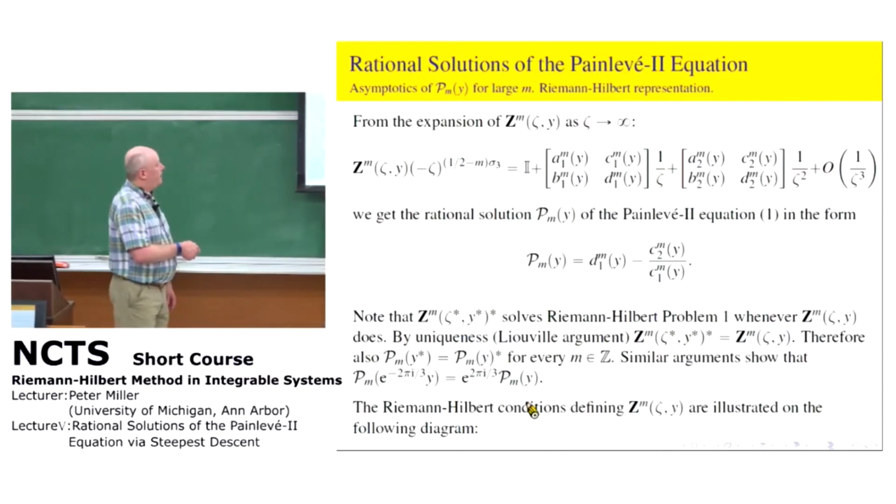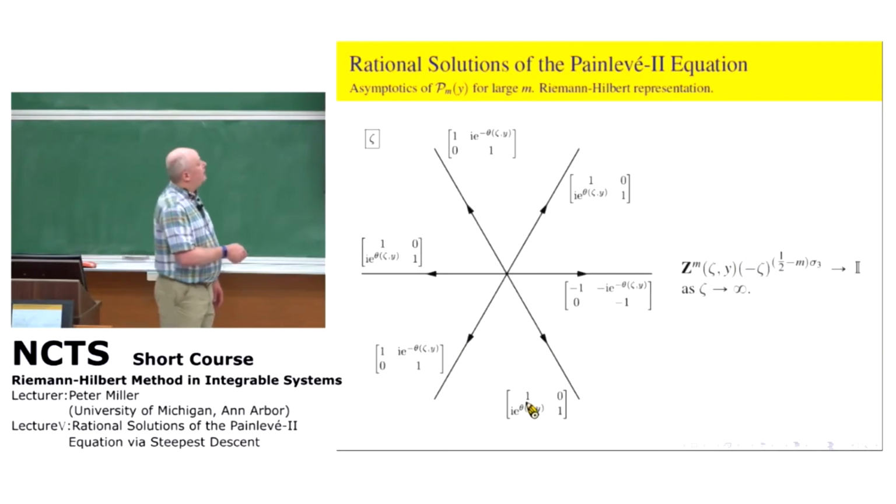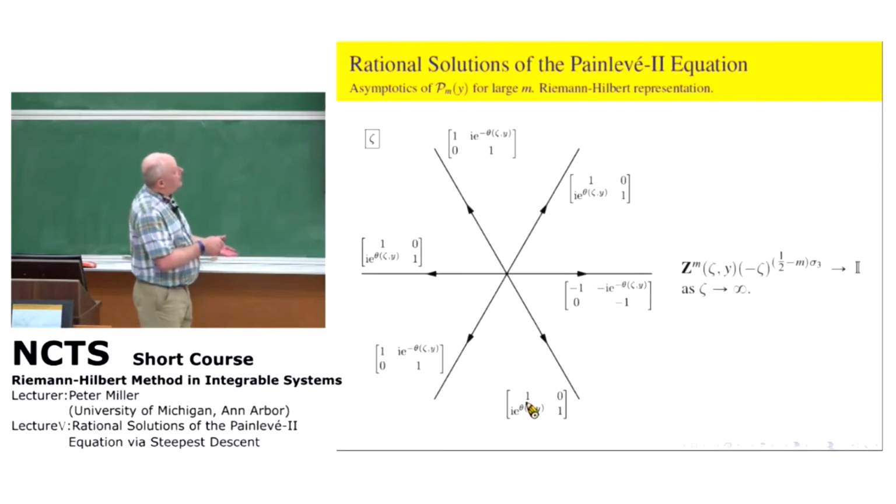So anyway, the Riemann-Hilbert conditions that define this matrix Zm are illustrated on this diagram here. So here's the jump contour, and here are the jump matrices for the problem on each of the 6 rays. And then we expect that this Zm should be normalized at infinity involving the parameter m in this way. All right.